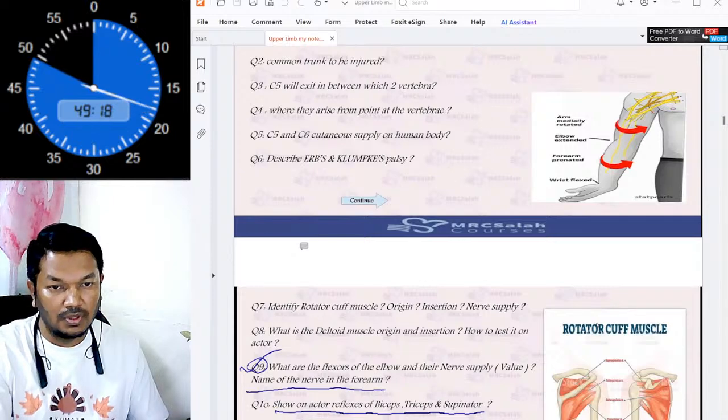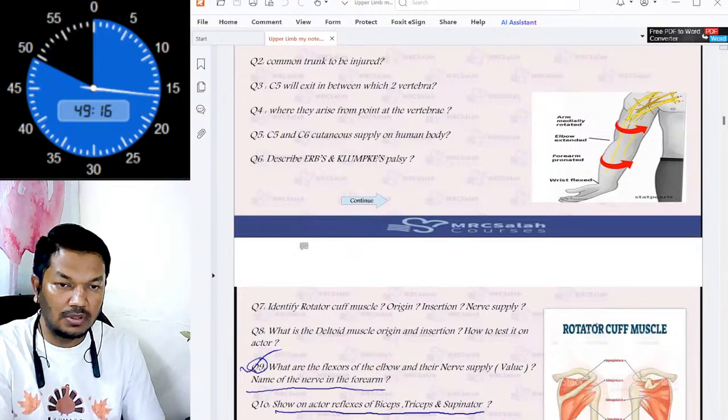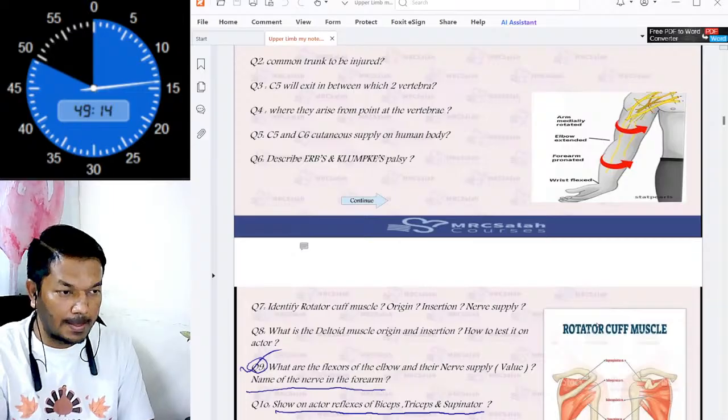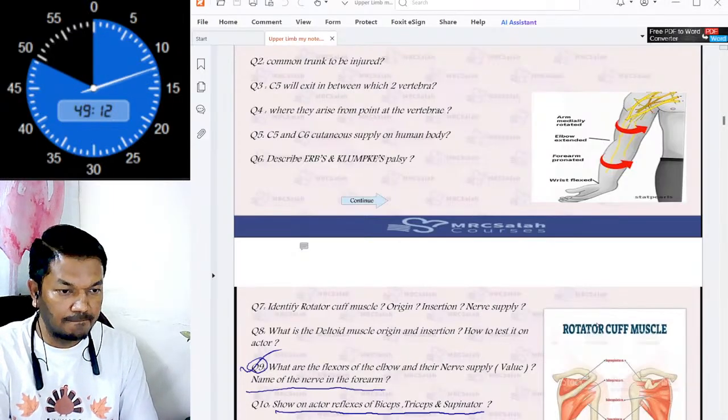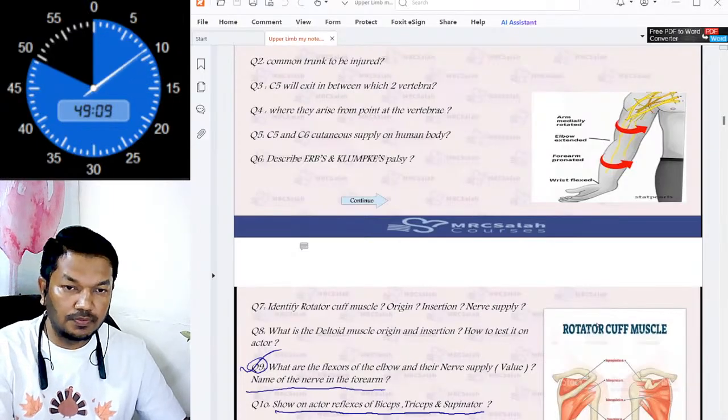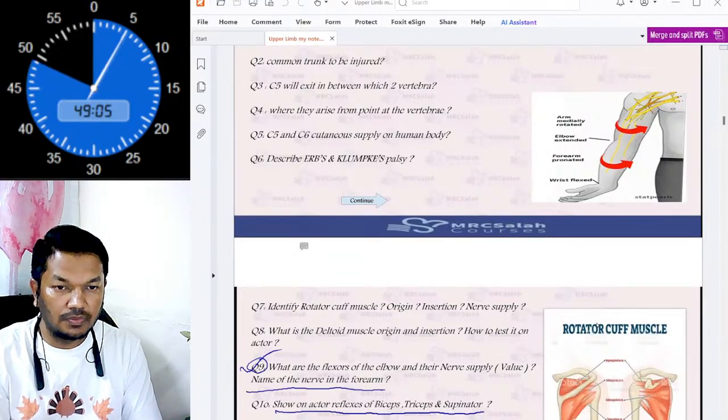Antecubital fossa. So antecubital fossa, over the tendon of the biceps muscle.